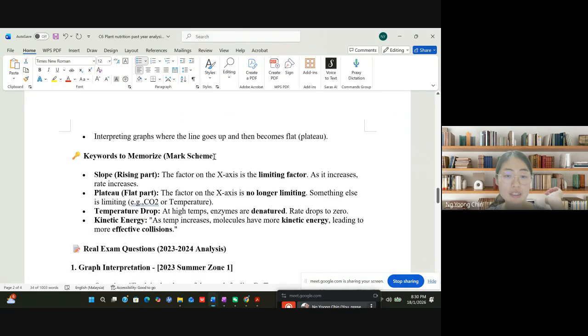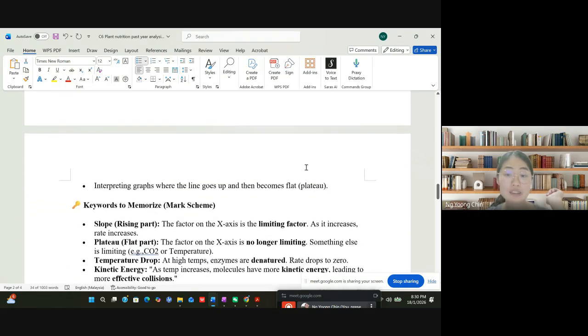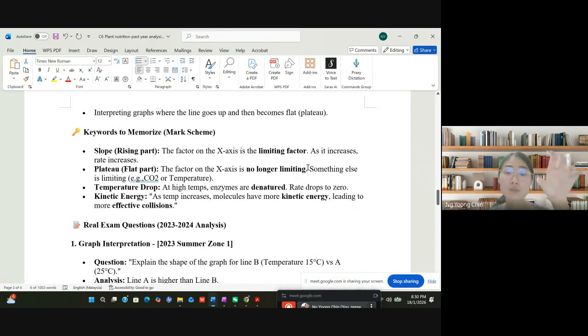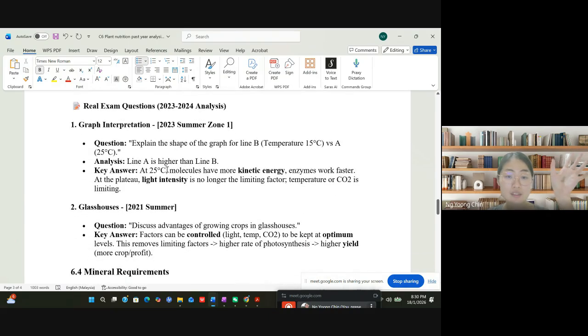And the limiting factors. They focus on these three, and then they will give you a graph. So you need to understand the trend of the graph and be able to describe it. In the rising part, the factor on the x-axis is the limiting factor, so as it increases, the rate also increases. When they reach a plateau stage, the factor on the x-axis is no longer limiting, so other factors become limiting.